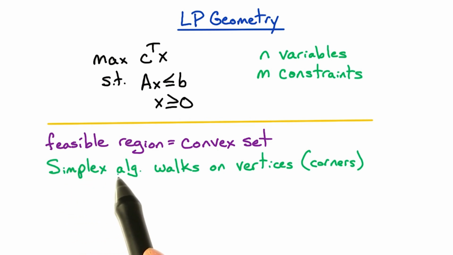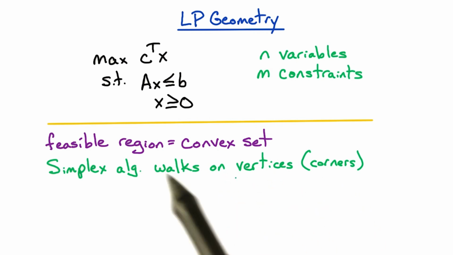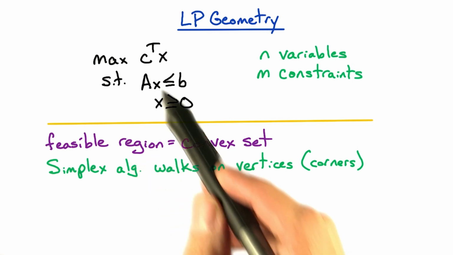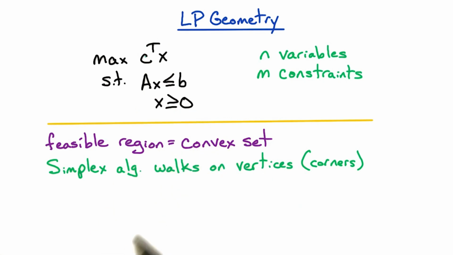We illustrated the simplex algorithm on our earlier example, and recall that the simplex algorithm is walking on the vertices or the corners of this feasible region. Now the key point is that since this feasible region is convex, the optimum, the points maximizing this objective function, are going to be achieved at vertices of the feasible region. Now that's not always true, so let's explore exactly when it is true.